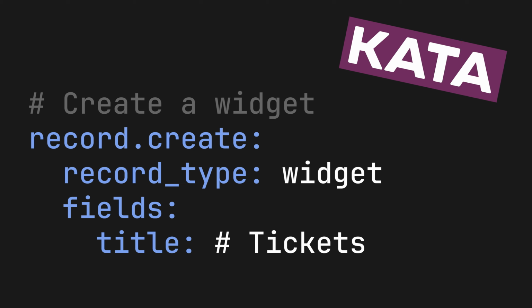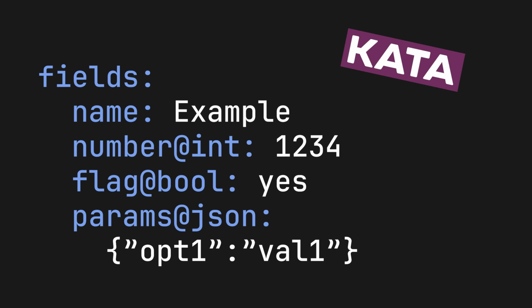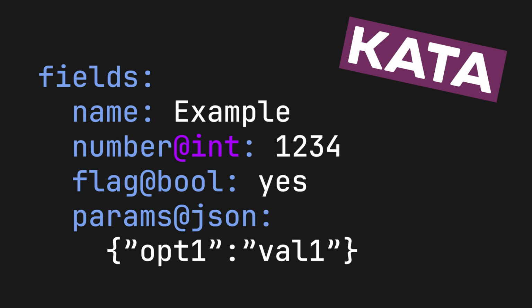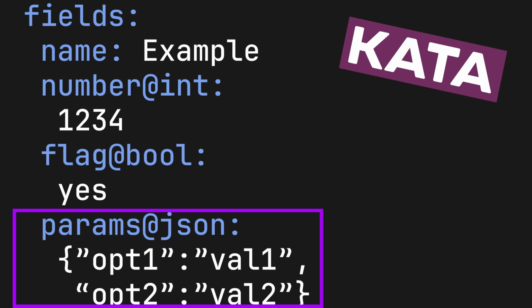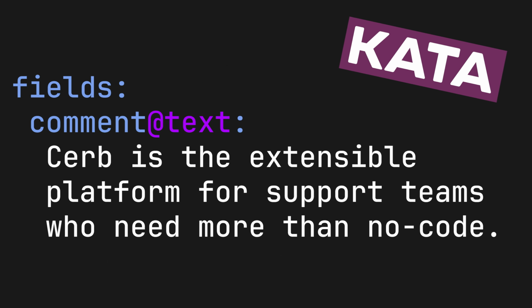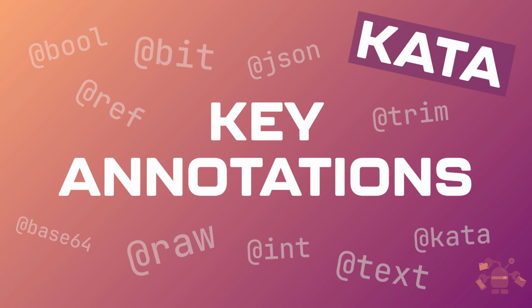Comments are similar to YAML, but only for lines starting with a hash sign. You don't have to escape that character when using it anywhere in a value. Add an @ sign and one or more annotations to a key to convert its value to a specific data type. Every annotation supports a value on multiple lines as long as they are indented to the same level. You can use the @text annotation when you just want multiple lines of text. Let's quickly run through the available key annotations.